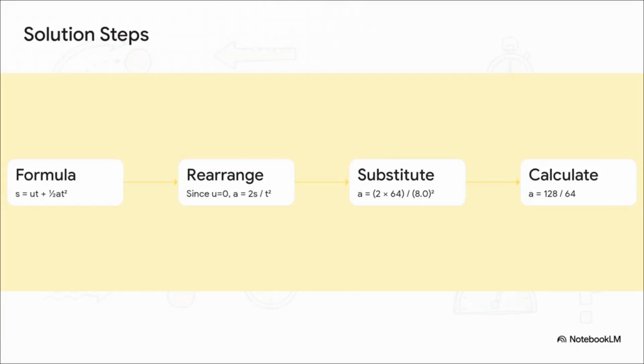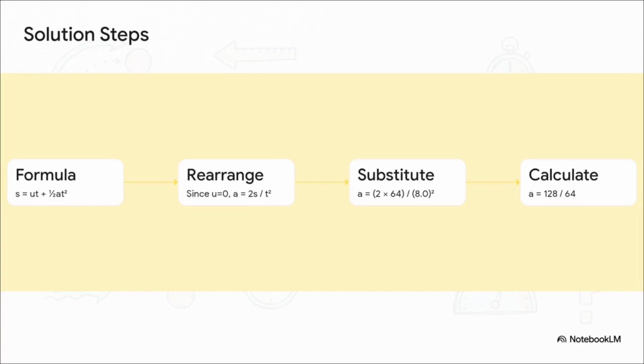All right, let's move to the execution phase and see how this builds into our final solution. We've got our formula locked in. Now we just need to rearrange it to isolate our target variable, A. And here's where it gets really satisfying. Because our initial velocity, U, is 0, that entire U times T term at the beginning just completely drops out. Poof, gone. That beautifully simplifies our formula to just A equals 2 times S divided by T squared.